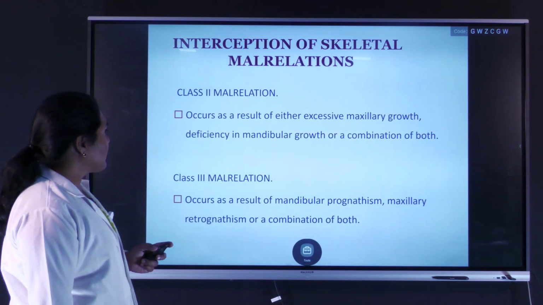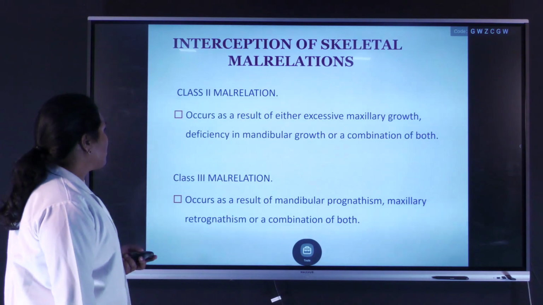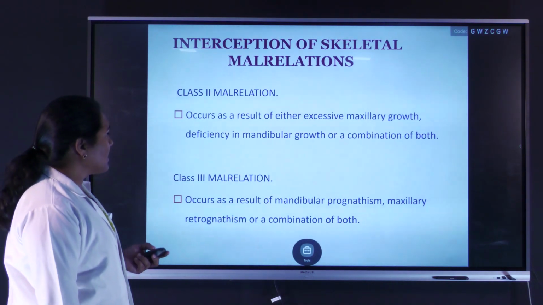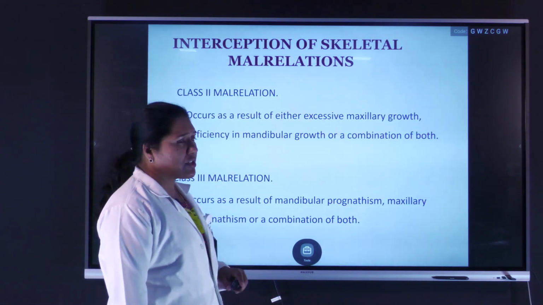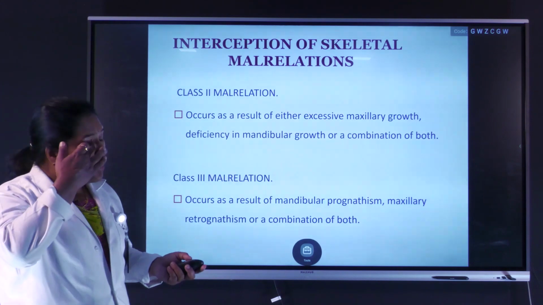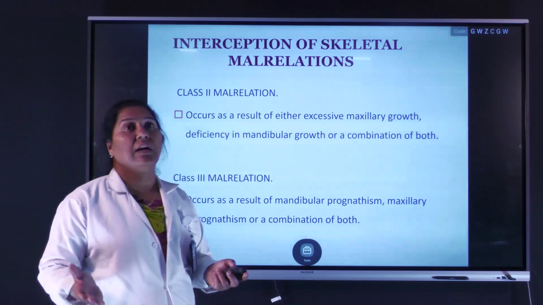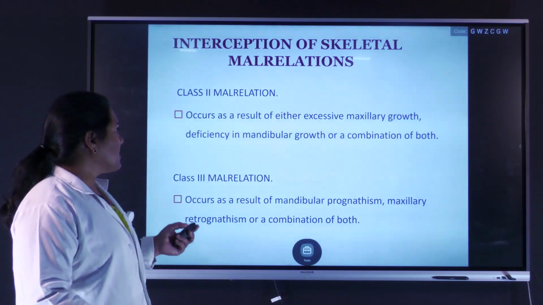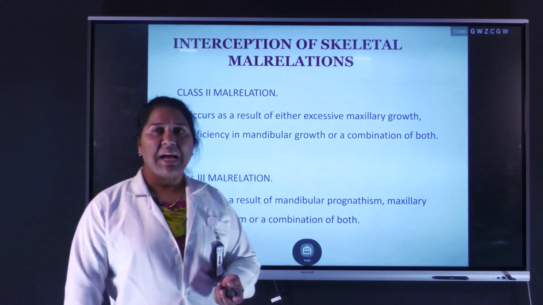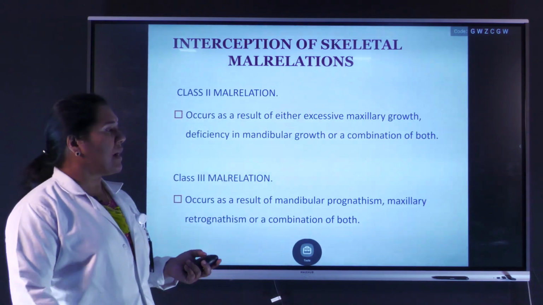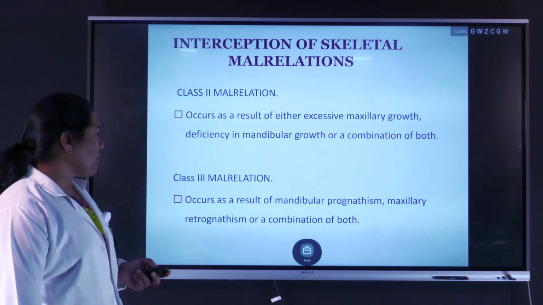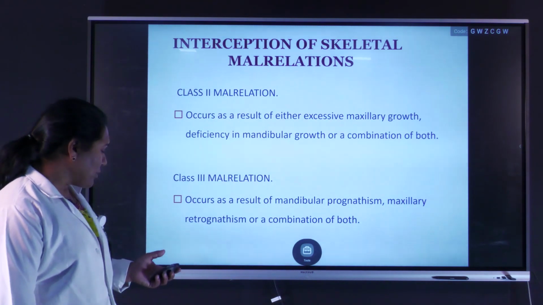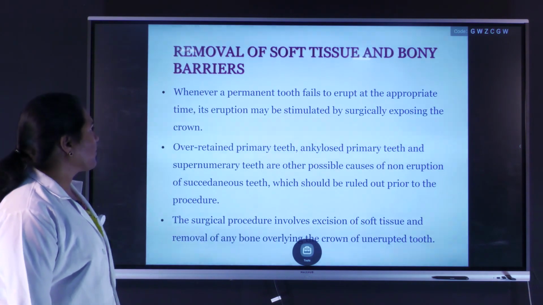Coming to interception of skeletal malrelations, class 2 malrelation occurs as a result of either excessive maxillary growth, deficiency in the mandibular growth, or a combination of both. The crossbites which occur due to skeletal causes are because of reduced growth of the maxilla or overgrowth of the mandible, or a combination. Class 3 malrelation occurs as a result of mandibular prognathism, maxillary retrognathism, or a combination of both.